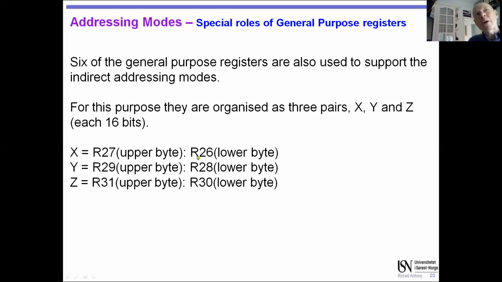So it reads backwards almost, 27, 26, because of the way that they're actually laid out. When we look at that memory diagram, the upper byte comes on the right of the lower byte. But when we write it down, the upper byte is on the left, okay? So it's just the way we write things down.